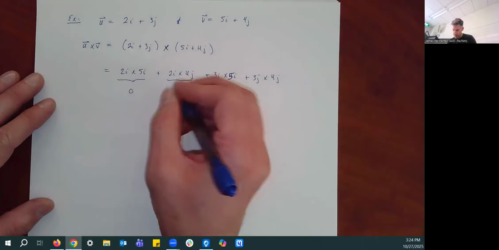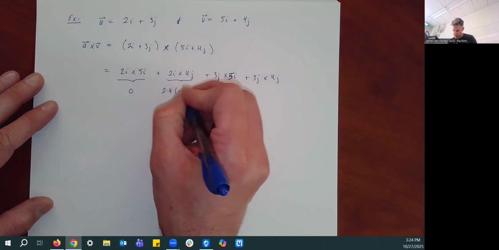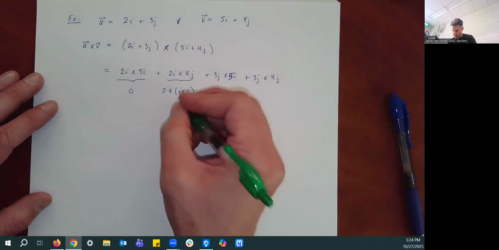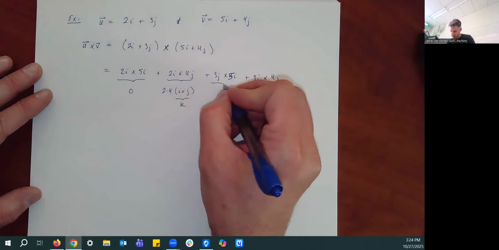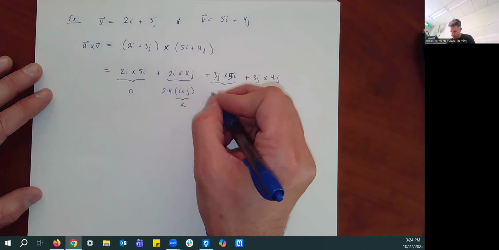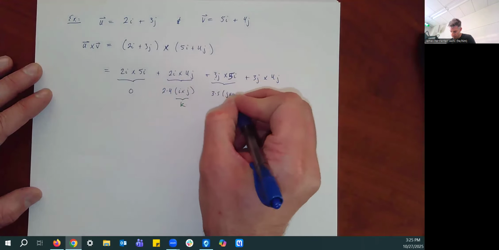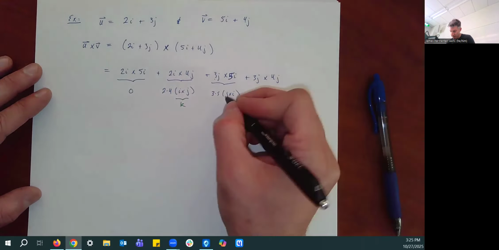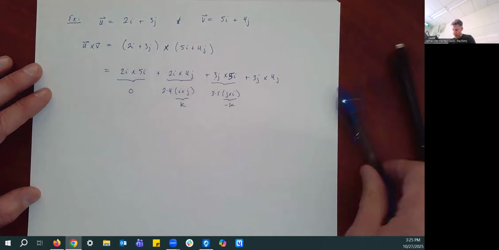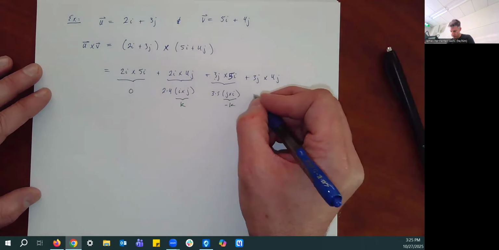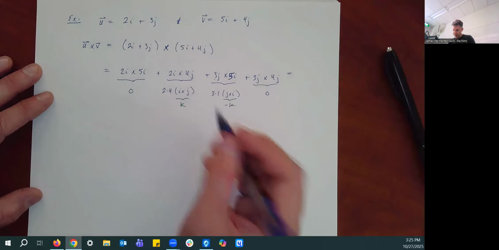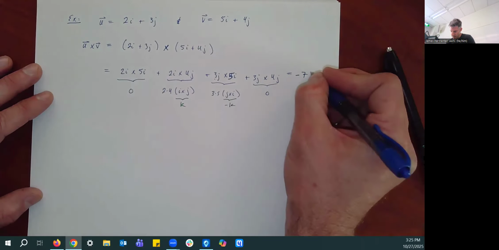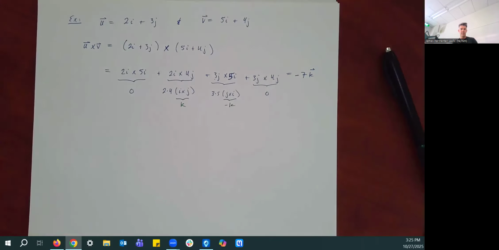This part here is going to be 2 times 4 times i cross j, and we just said that i cross j was equal to k. This part here is going to be 3 times 5 times j cross i. j cross i is negative k. And over here, we're going to get 3j cross 4j, which is 0 because it's j cross j. So we end up getting 8 minus 15, so negative 7k. That wasn't too heinous, actually. Like I've done worse things.